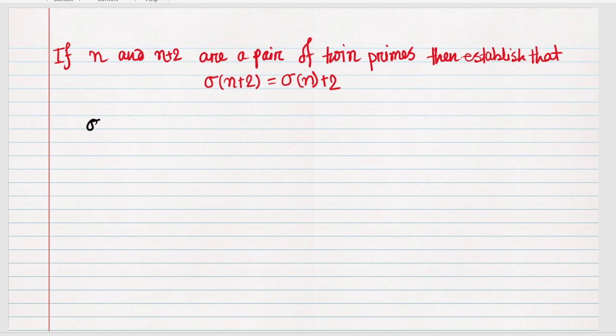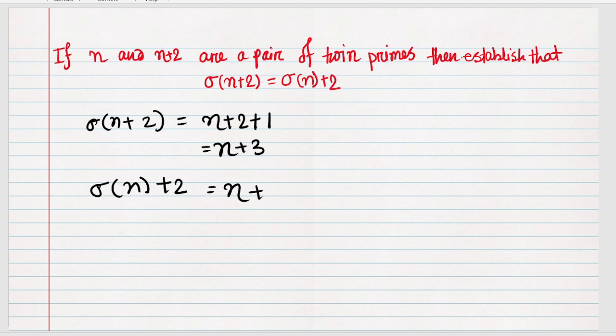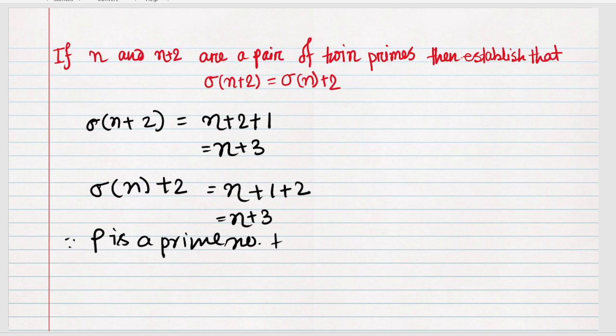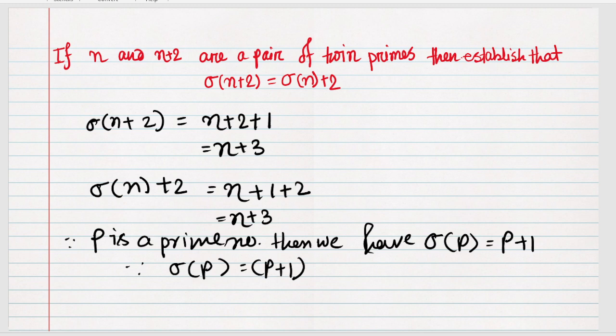So if we write sigma of n plus 2, that means n plus 2 and another factor 1, that means n plus 3, and sigma of n plus 2 equals n plus 1 plus 2, that means n plus 3, as both are equal. Therefore we can say that since p is a prime number, we have sigma of p equals p plus 1 from our past lectures remark. In this case n and n plus 2 are co-primes.